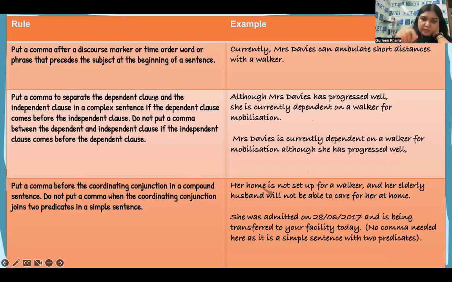Hypothetically, if you were to reverse it, "If you could provide further care, it would be greatly appreciated," then they will be separated, because in that case the dependent clause would come first. I will actually write this down in the chat. The dependent clause here would be "if you could provide further care." This would be our dependent clause because it begins with "if."